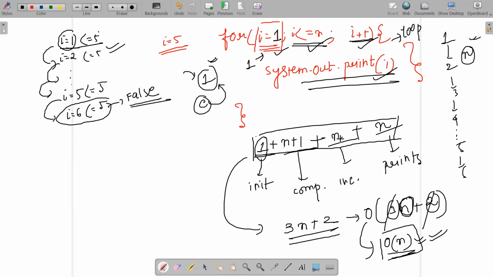And then how many increments are there? Overall n increments here, right? 1 increases to 2, 2 increases to 3, 3 increases to 4, and at the end 5 increases to 6. Overall n increments have happened here, and at the end n print operations happened. The overall number of operations for this loop is 3n plus 2 if you add up everything. So if it is less than n only, instead of less than or equal to n, then accordingly your operations will change.